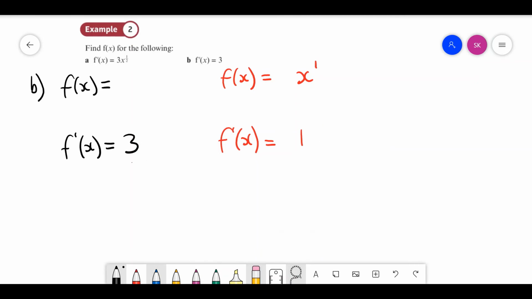What do I need to times 1 by to make it into 3? I need to times it by 3, which means I'm going to times this by 3, which means f of x must be 3x plus c. And that is your answer. Pause the video again and make any notes that you need to, and then we'll move on to another example.